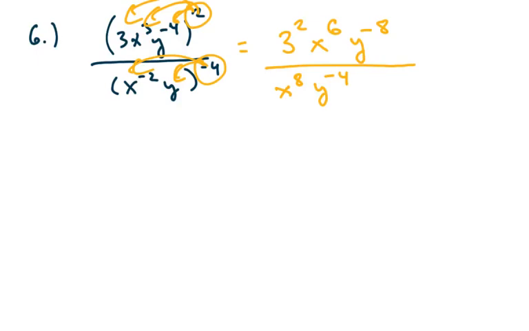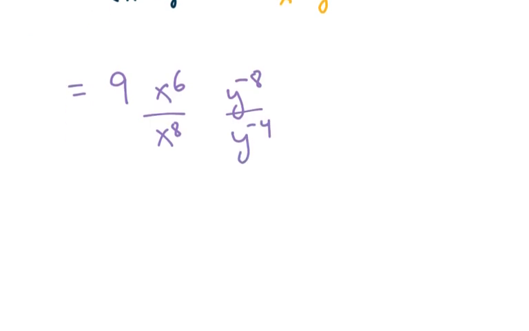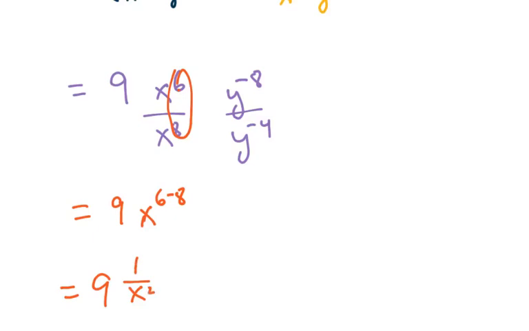Once again, from here, 3 squared is simply 9, 3 times 3, which is 9. Then we have x to the 6 over x to the 8. And then we have y to the negative 8 over y to the negative 4. So we're going to continue cleaning. Here, we're going to have 6 minus 8. It's almost apparent that if you have 8 x's on the bottom and 6 on the top, that means you're going to be left with 2 on the bottom, right?